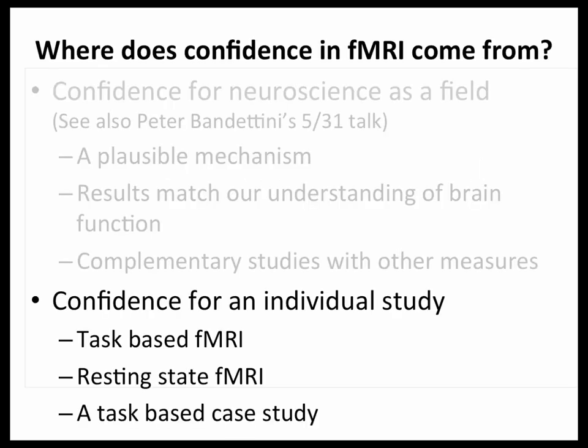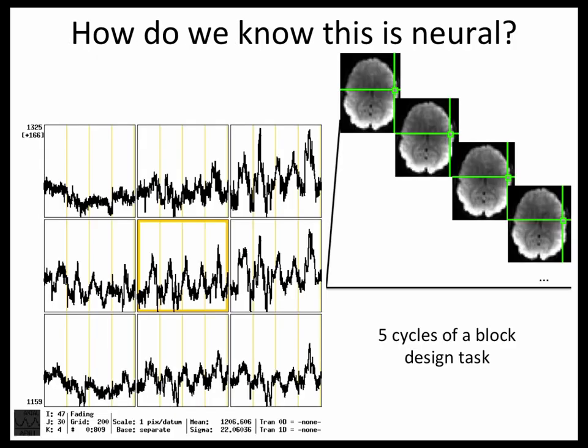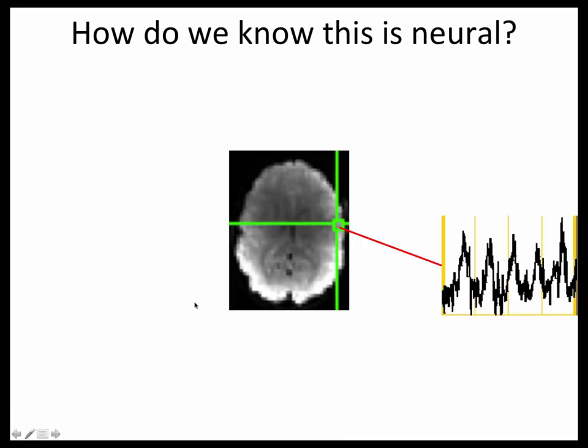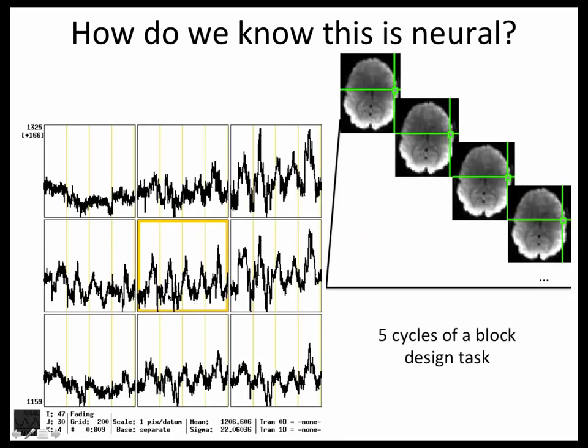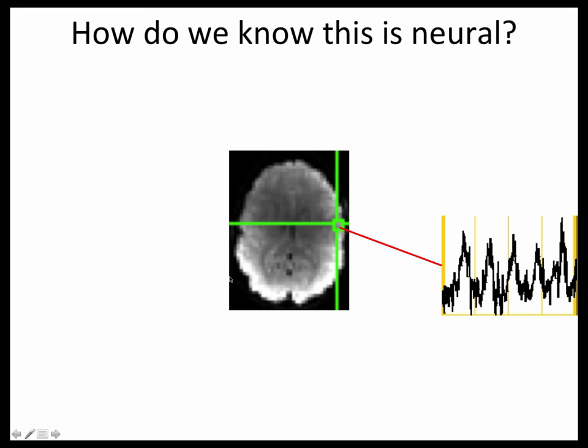So going back to the initial overview, where does this confidence come from? I'm going to talk about individual studies, a little bit on task, a little bit on rest, and then a case study. I'm going to go back to the original thing I showed at the very beginning. How do we know this is neural? At the beginning, we said this 5-second block signal goes up, down, up, down. That looks pretty neural to me. That's where we started.